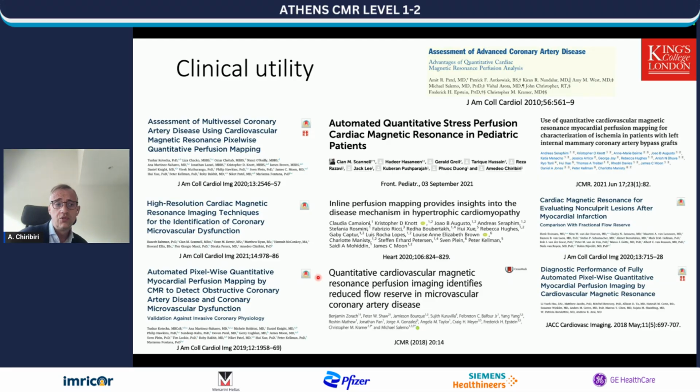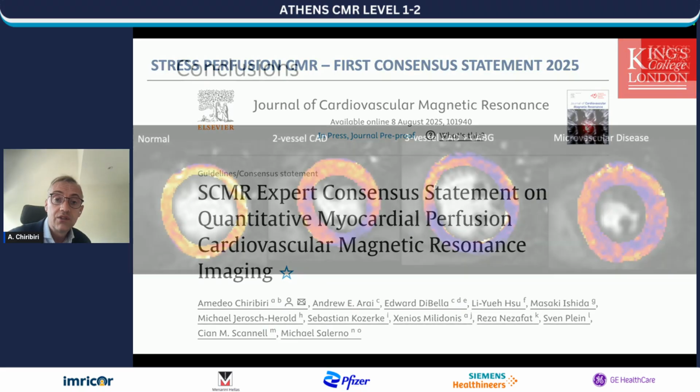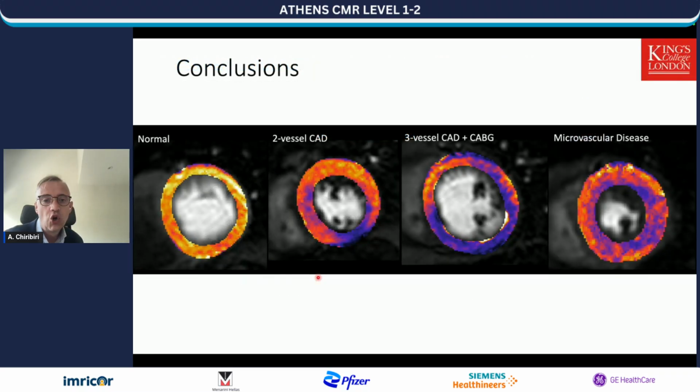And just to conclude my talk, I would like to show you that just a few weeks ago, the SCMR has published in the Journal of Cardiovascular Magnetic Resonance the SCMR Expert Consensus Statement on Quantitative Myocardial Perfusion CMR. That's the key document that I'm pointing your attention towards, as it contains detailed guidance on how these measurements should be performed, what quality assessment needs to be carried out, and how the images should be interpreted clinically.